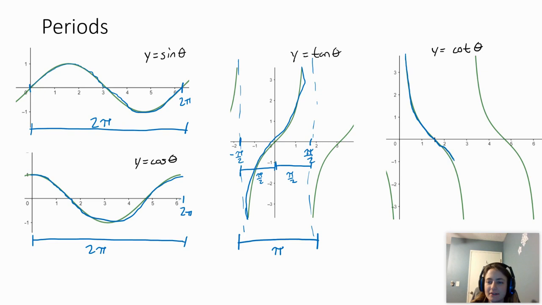This curve here is copy and pasted throughout the x-axis. We see another repetition here. And we know that cotangent's vertical asymptotes are here and here. That's 0. And here would be pi, about 3.14 in decimal. So then the distance from 0 to pi is pi. So the periods for sine, cosine, and similarly secant and cosecant is 2 pi. And for tangent and cotangent, their periods are pi.